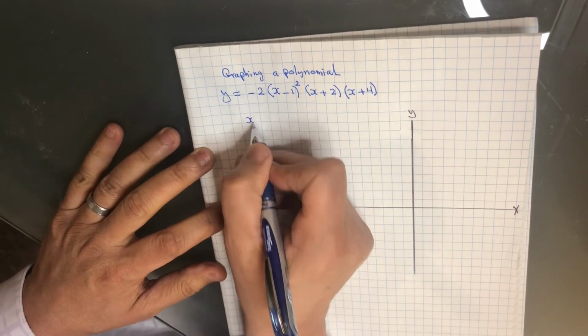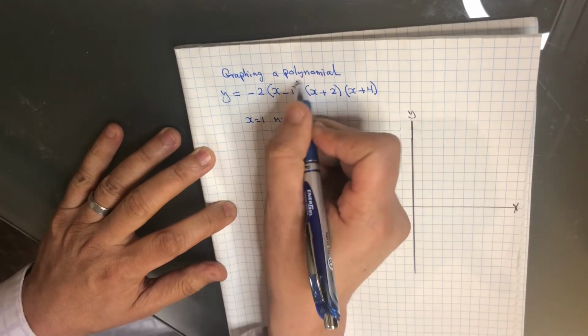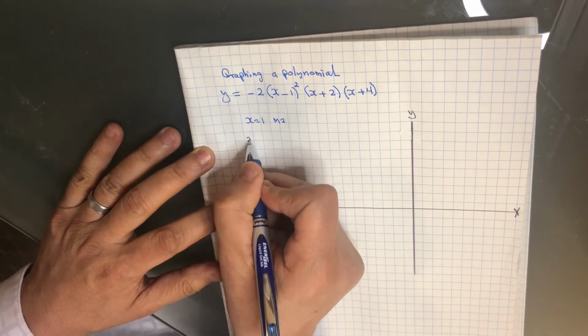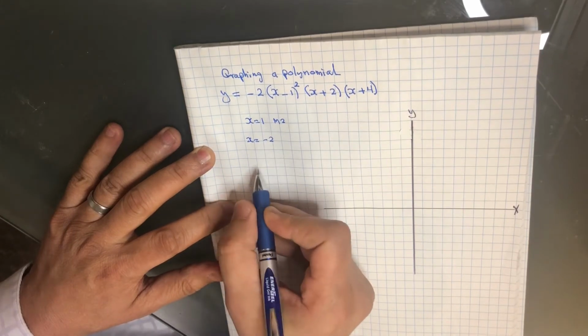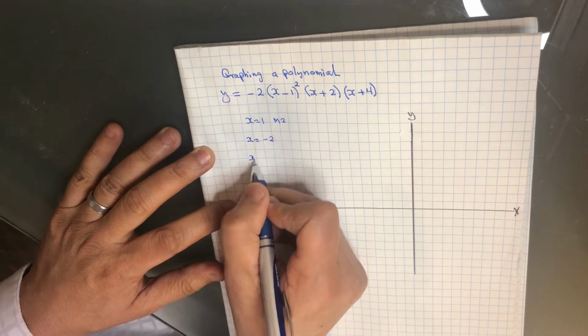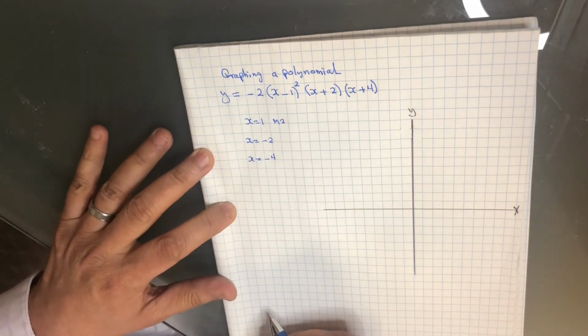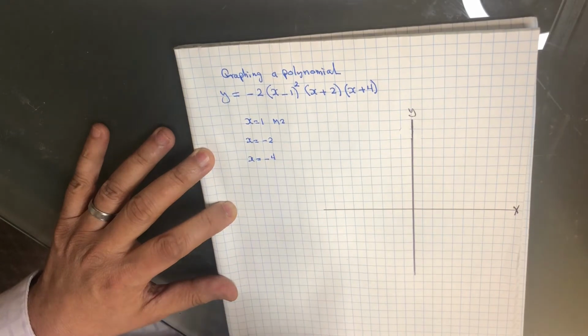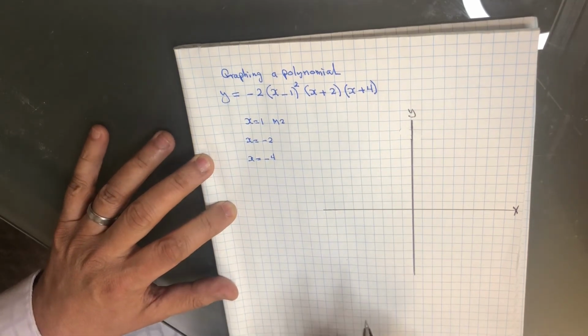Your zeros are x equals 1, with a multiplicity of 2 because of the square. Then you have x equals -2, which has a multiplicity of 1, and x equals -4, which also has a multiplicity of 1. With a multiplicity of 1, all you do is go through the 0. But if it's a multiplicity of 2, where you have a square on top of the brackets, you don't go through the 0. You hit the 0 and you bounce back.